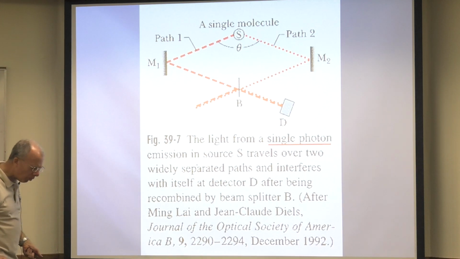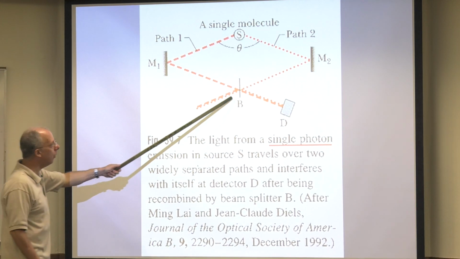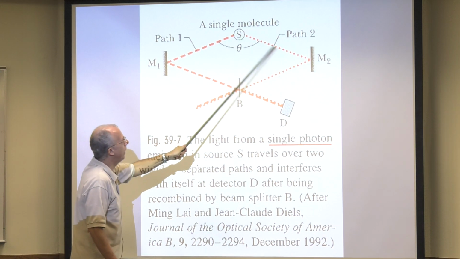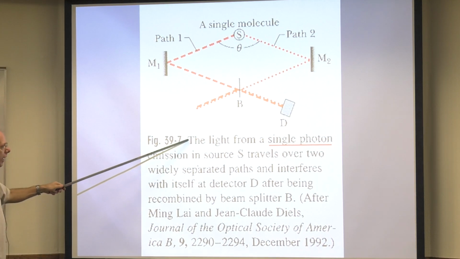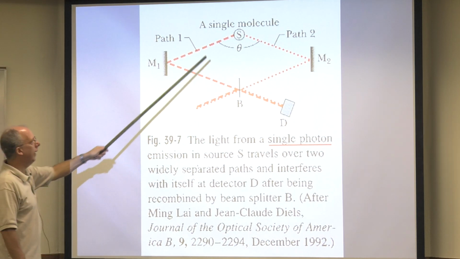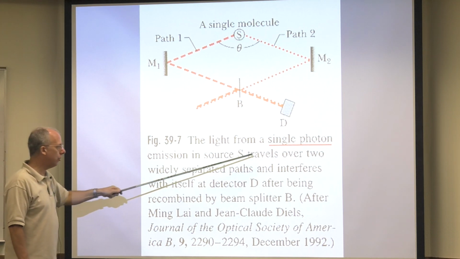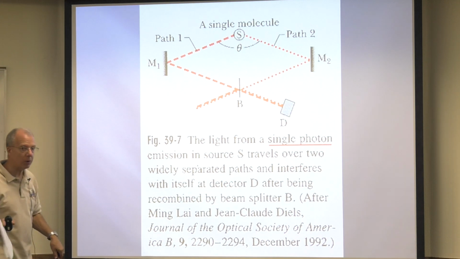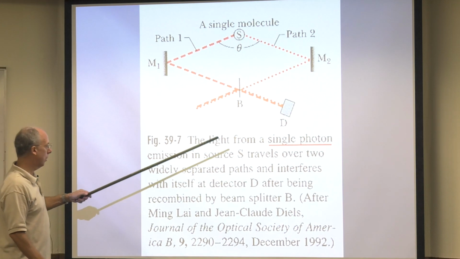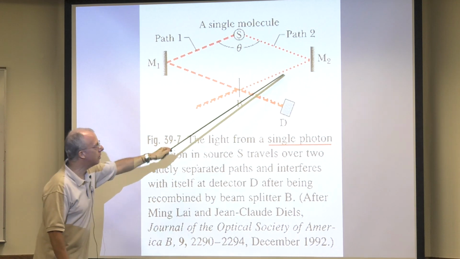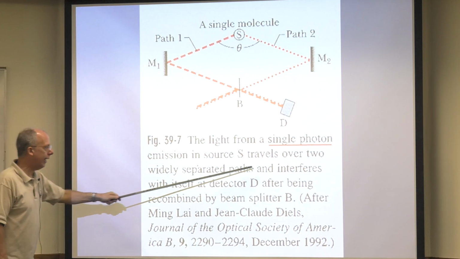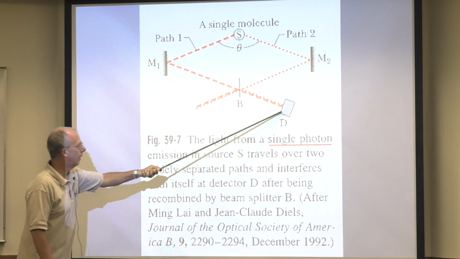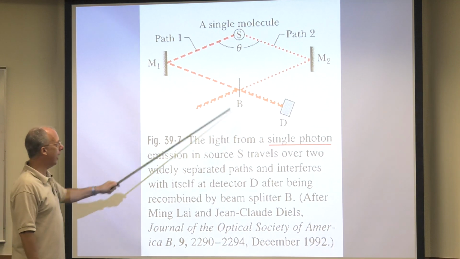But wait a second, there's one photon. How can you have interference from one photon? I mean, because the photon acts like a wave, so some of it goes this way, some of it goes that way. Let's read it. The light from a single photon emission in source S travels over two widely separated paths. So this is one photon acting like a wave. So it travels over two widely separated paths and interferes with itself at detector D after being recombined by the beam splitter.